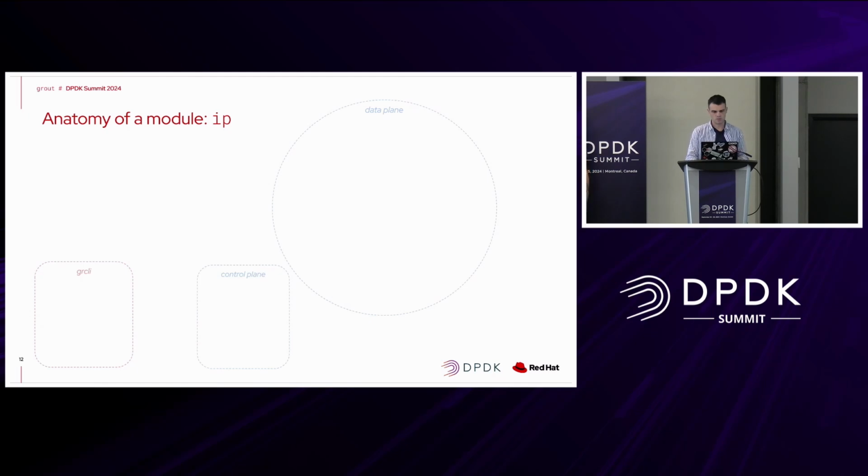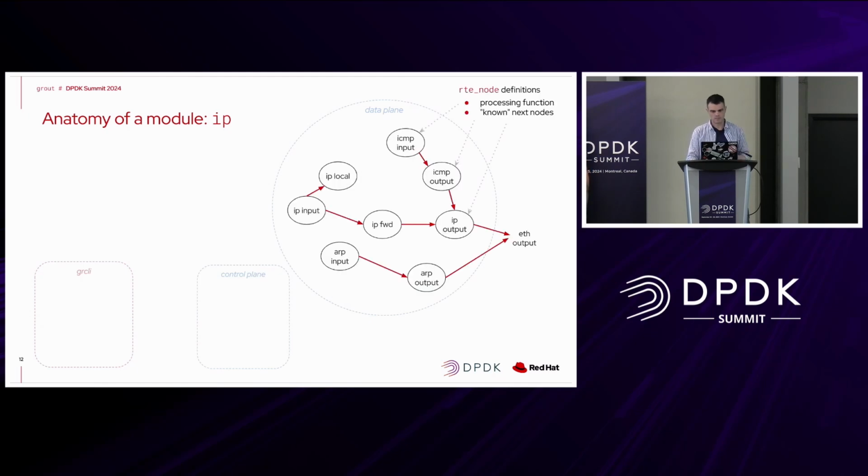So let's go into more details on one module. The first thing we need is a set of nodes, which contain one function which processes the packets. It gets a vector of packets as input, does stuff, and then it needs to enqueue packets into other nodes. And each node will have a set of known next nodes at compile time.